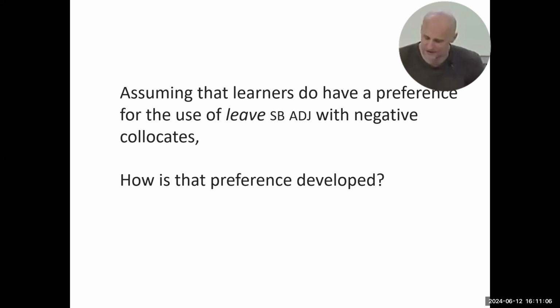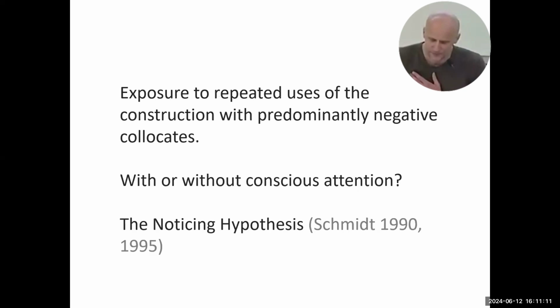So how do people learn these preferences? Now, the question I'm asking is, does this happen with or without conscious attention? And this is an important question because in light of a pretty influential hypothesis called the noticing hypothesis, we learn, at least in the case of foreign learners, okay, we can't learn new things if we don't pay close attention to form.